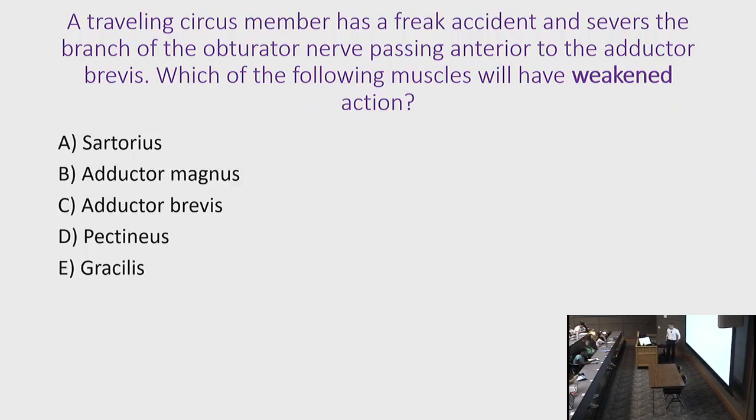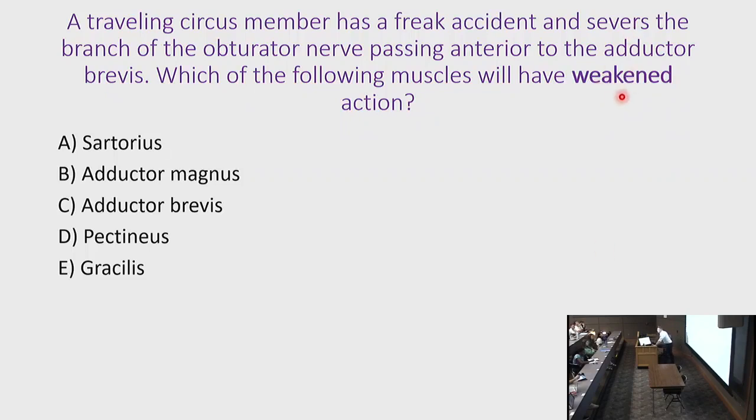So what this question is asking is, you've damaged a nerve that passes anterior to the adductor brevis. So that's our obturator nerve, specifically that anterior division. So what's not damaged is the nerve that's innervating our adductor magnus or our obturator externus. It's just that anterior division.